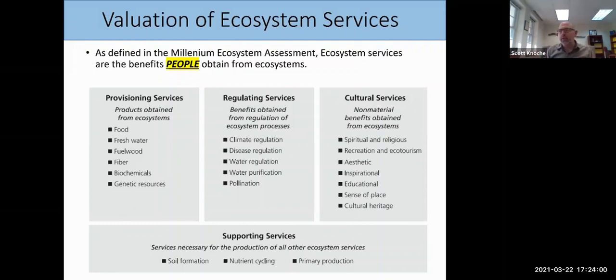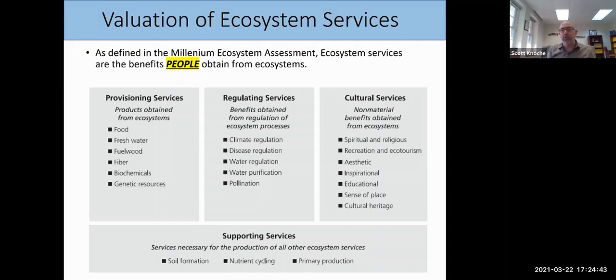There are different types of services. Provisioning services are that direct use. If you're eating salmon or tuna for dinner, that's a product of the ecosystem of the ocean, right? So that's food. There are other products, of course, that are pretty obvious. I think we use a lot of them, fresh water and fuel wood or fiber. There are regulating services, another type of service: water purification, climate regulation, the service that trees provide to help regulate temperature and climate in local or larger areas.